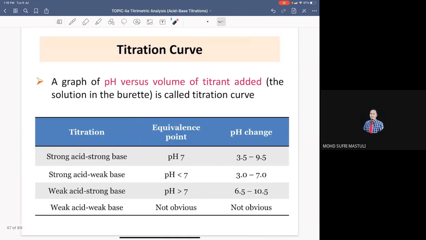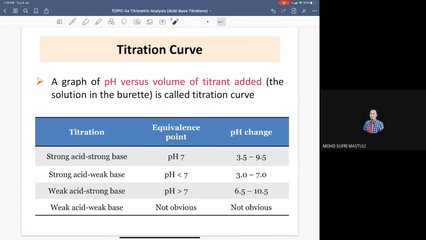Okay, so now we focus on the titration curve. A titration curve is a graph of pH versus volume of titrant added. The solution in the burette, we call it the titrant. So the graph of pH versus the volume of the titrant, we call it the titration curve.